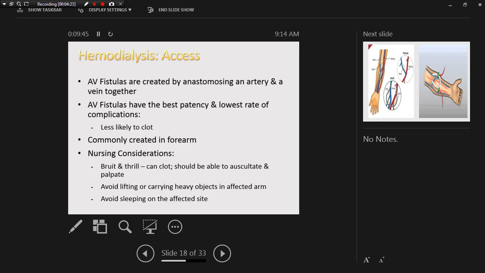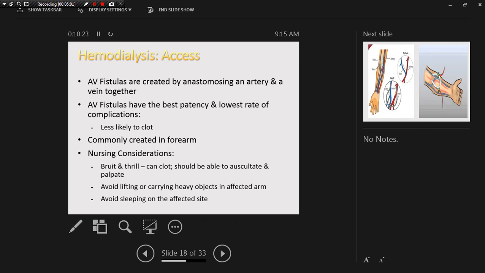It's going to be created by connecting, or anastomosing, an artery and a vein together. Over time, when this fistula matures, or when it's ready to use, that vein that has been connected with the artery is going to be more arterialized. So it's still going to be a vein, but we're going to be able to use it at a higher pressure. When the fistula is accessed for dialysis, when they put needles in, and we'll talk about that process a couple slides later, it's inserted into this arterialized vein.